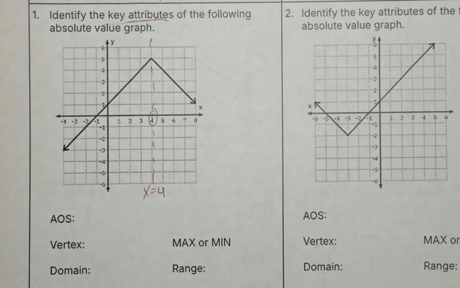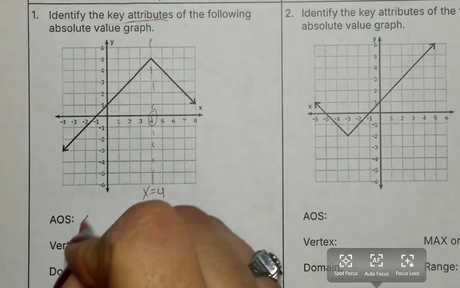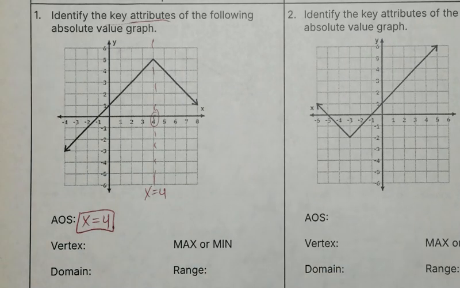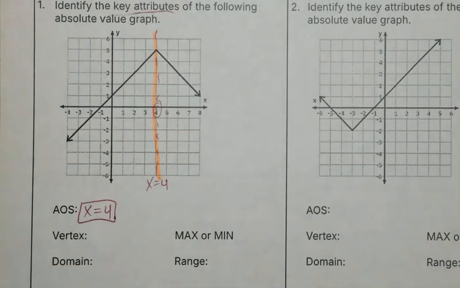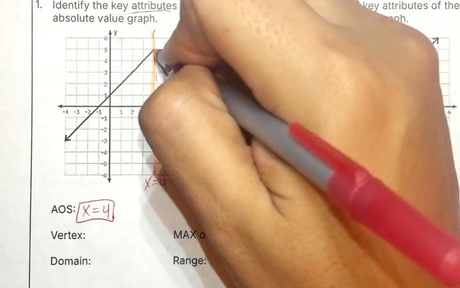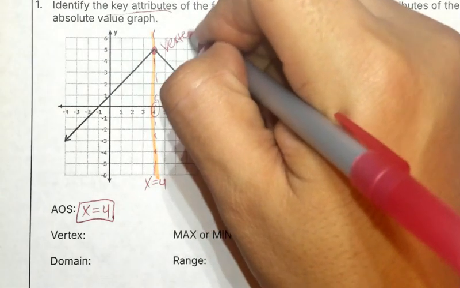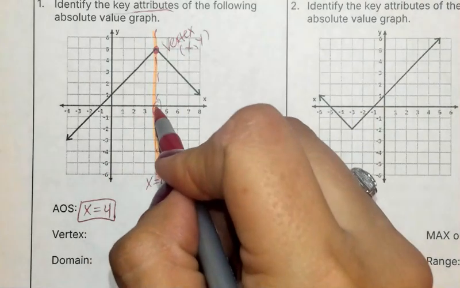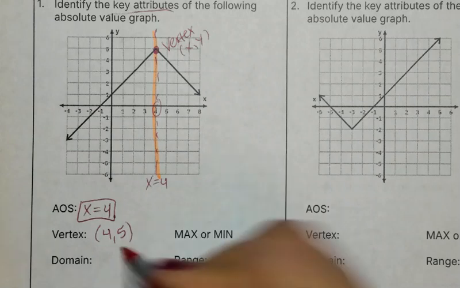Let me focus this for you. There you go. So x equals 4 is the answer for axis of symmetry. Then you have the vertex. Vertex is the corner of the graph right here, the turning point. And you just write it as an x comma y. So x value is 4, y value is 5, (4, 5).